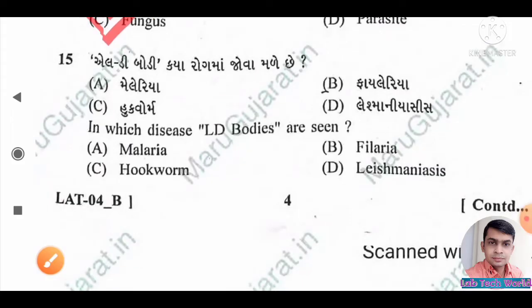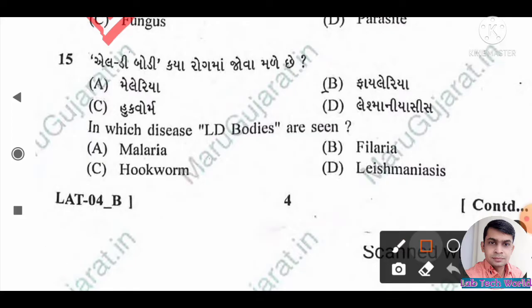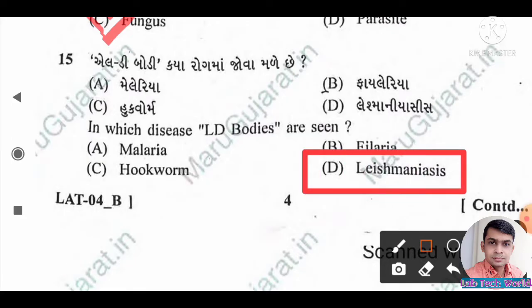Move to the next question, number 15. In which disease LD bodies are seen? Options A malaria, B filaria, C hookworm, and D leishmaniasis. And the correct answer for this question: LD bodies are seen in case of leishmaniasis. So option number D is the correct answer for this question.